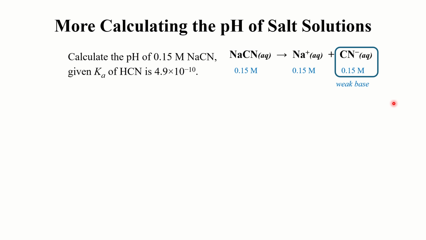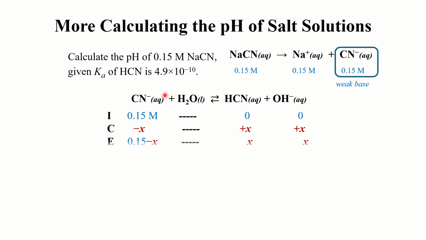Notice here on this problem we have a weak base instead. Na+, a group 1 metal cation, is neutral, but CN- is a weak base. It's the conjugate base of the weak acid HCN. So then CN- will react with water to form HCN plus OH-. So we write out our dissociation reaction.